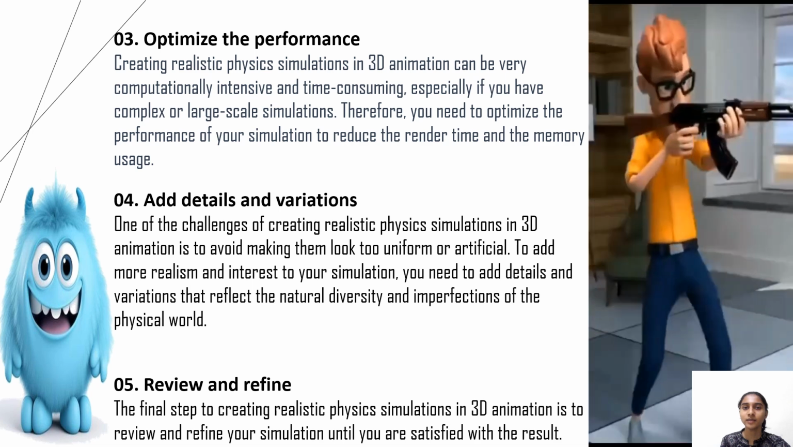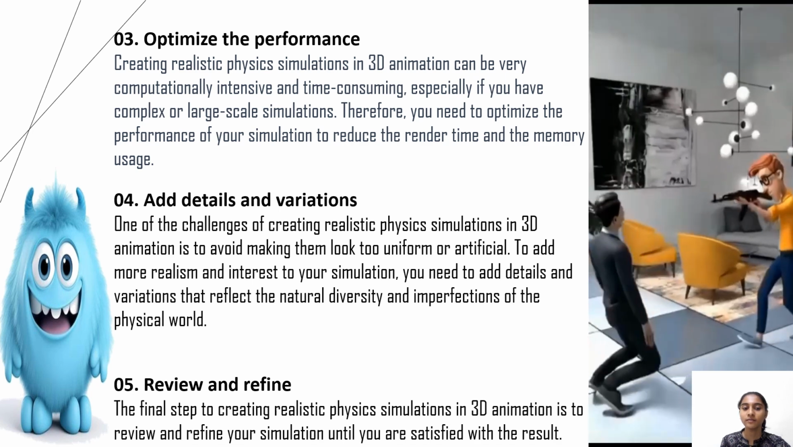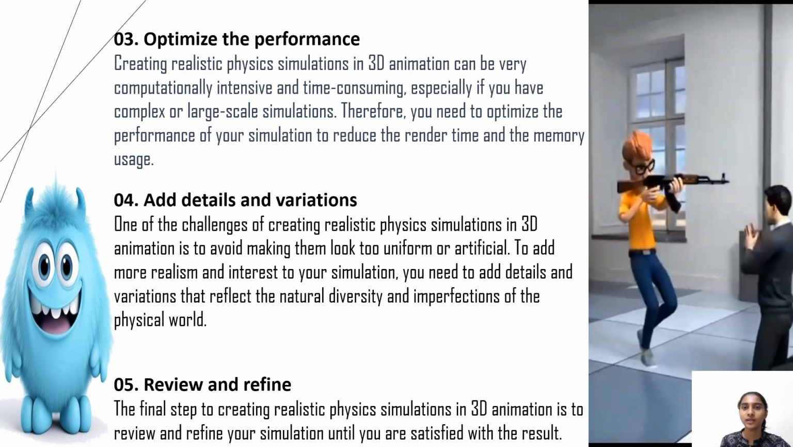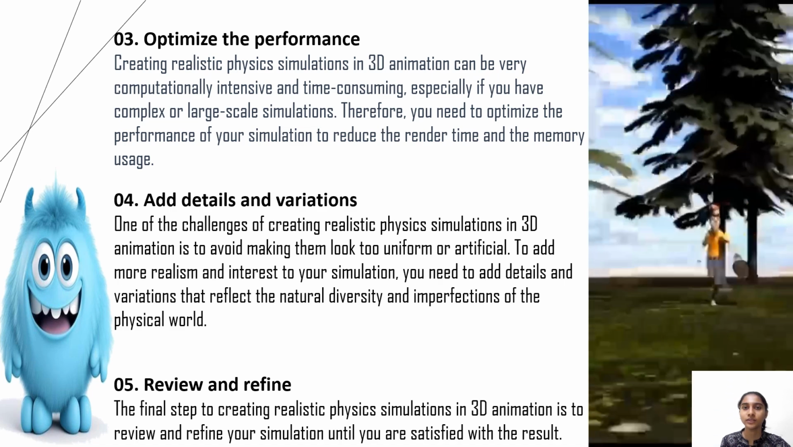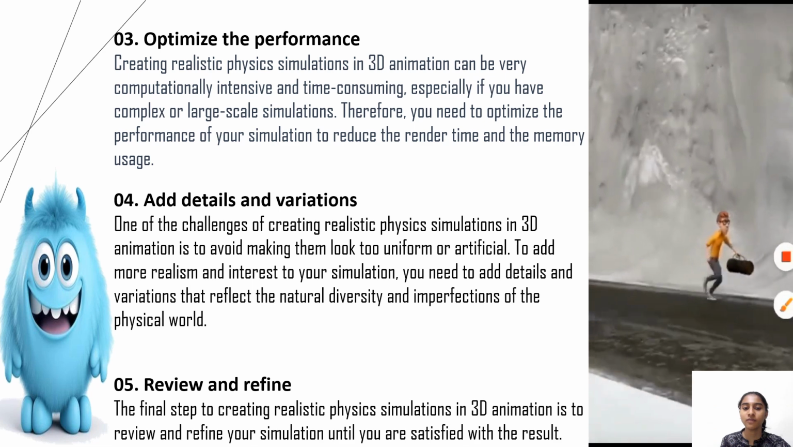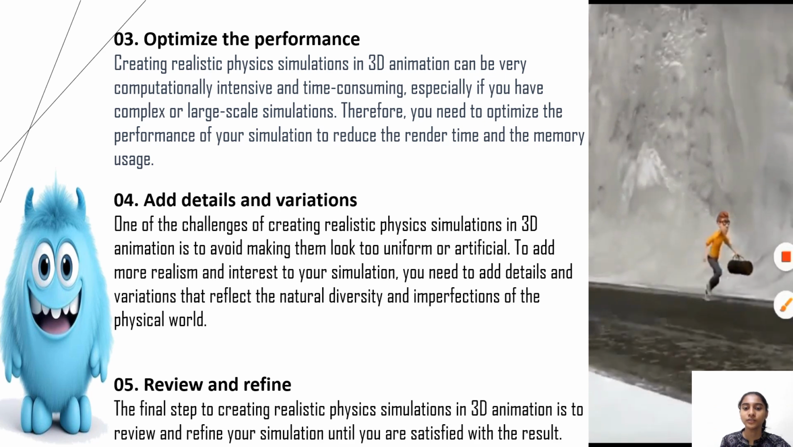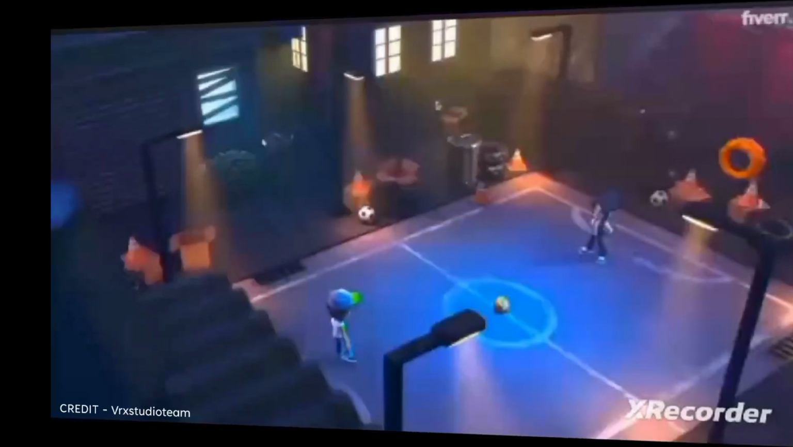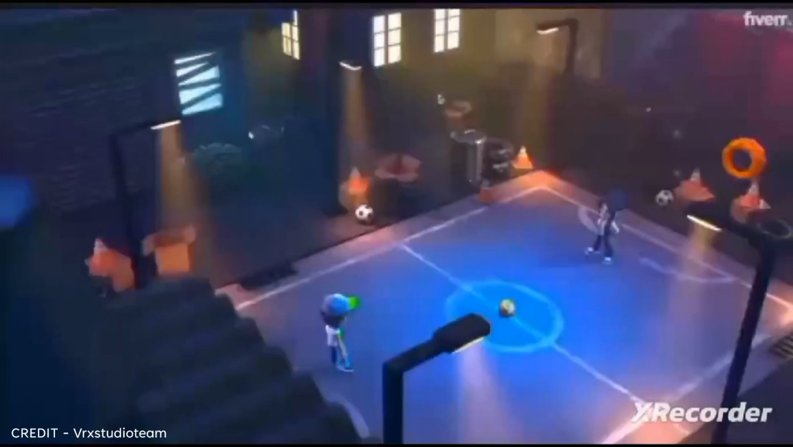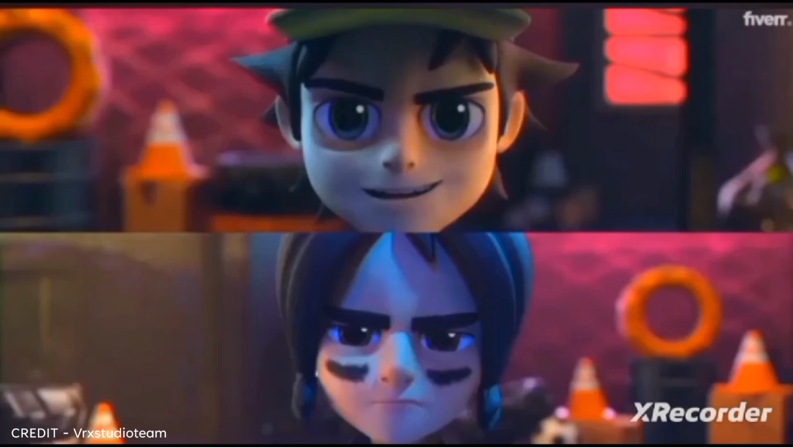And the last step is review and refine. The final step to creating realistic physics simulation in 3D animation is to review and refine your simulation until you are satisfied with the result. So here we will see one animated video.